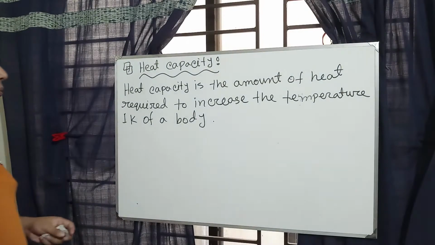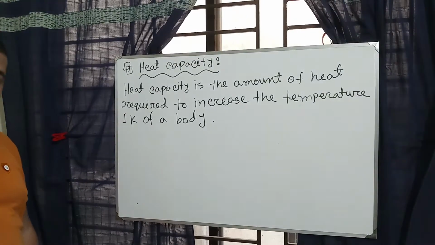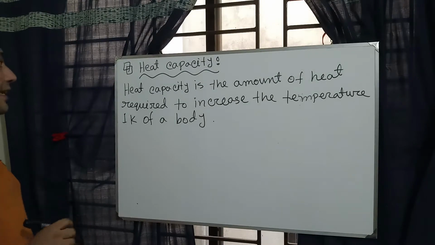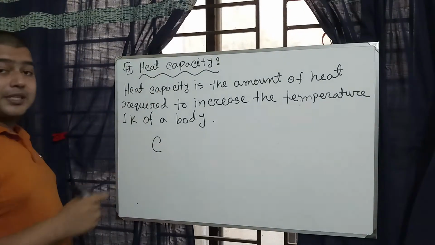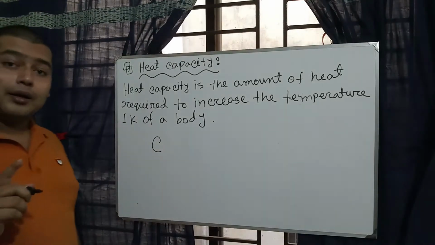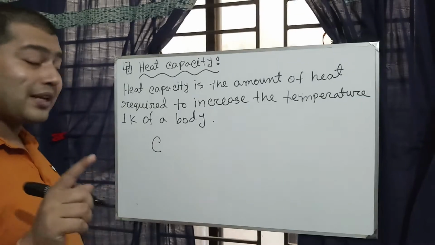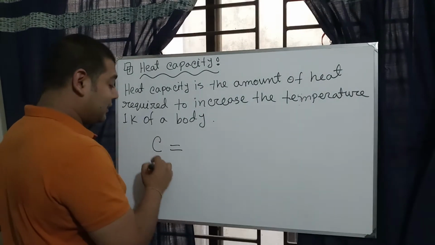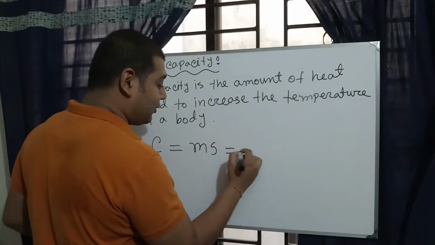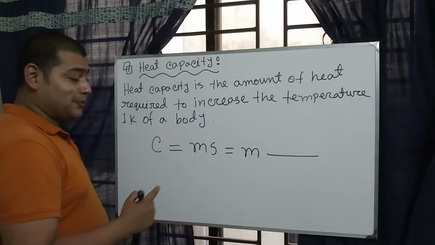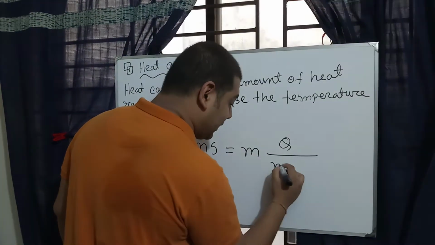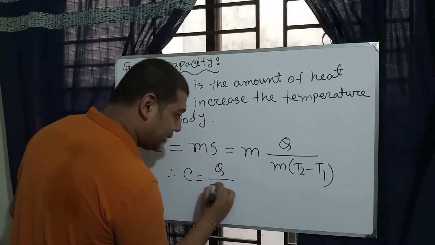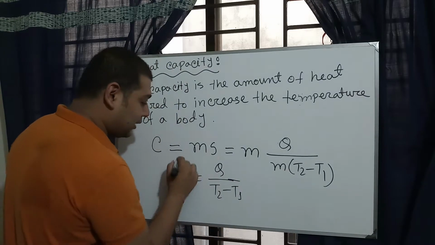If the mass of a body is m and the specific heat of that body is S, then we can write heat capacity, denoted by C, as C equal to m into S. We know that S is Q by m into T2 minus T1, so we can write C equal to Q by T2 minus T1. It is another formula.